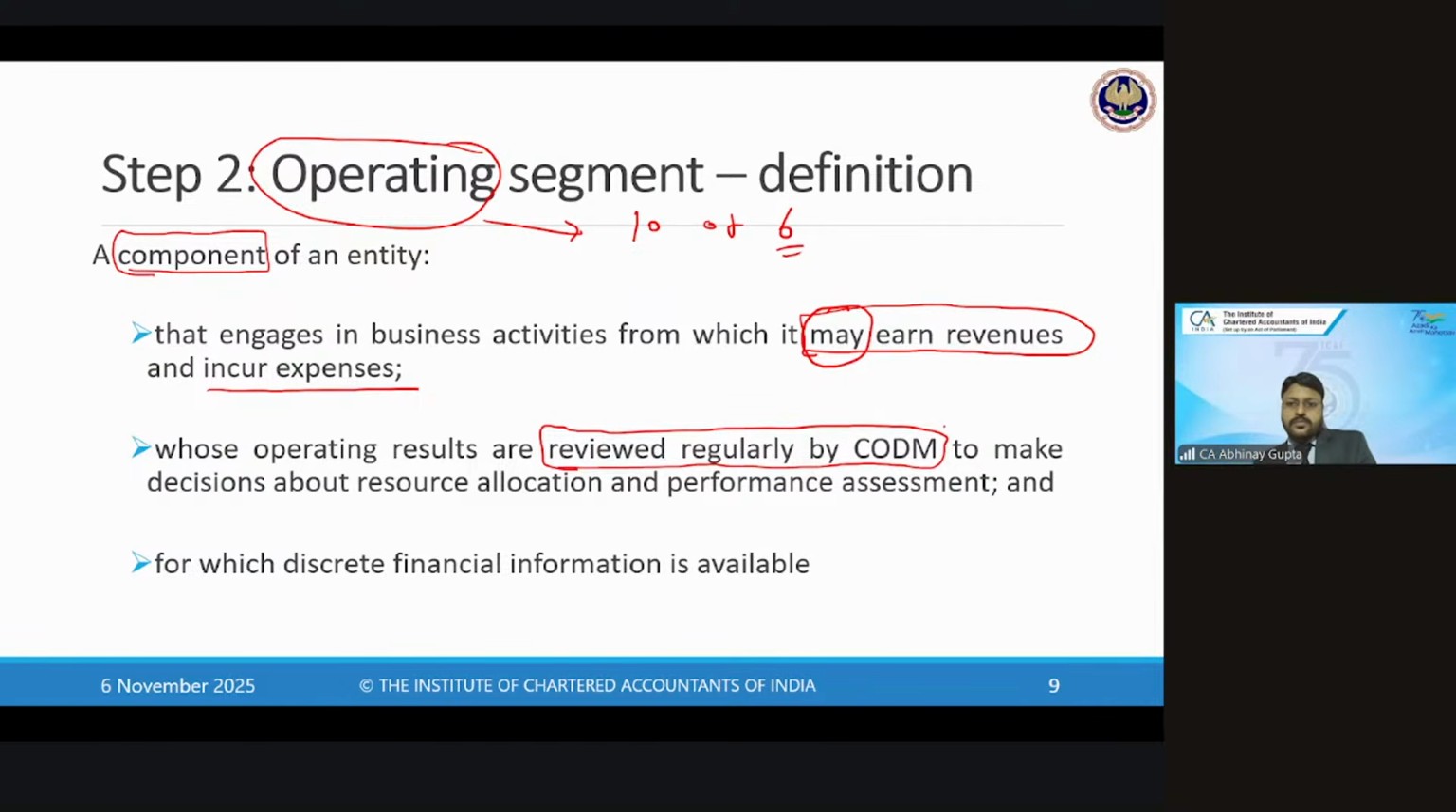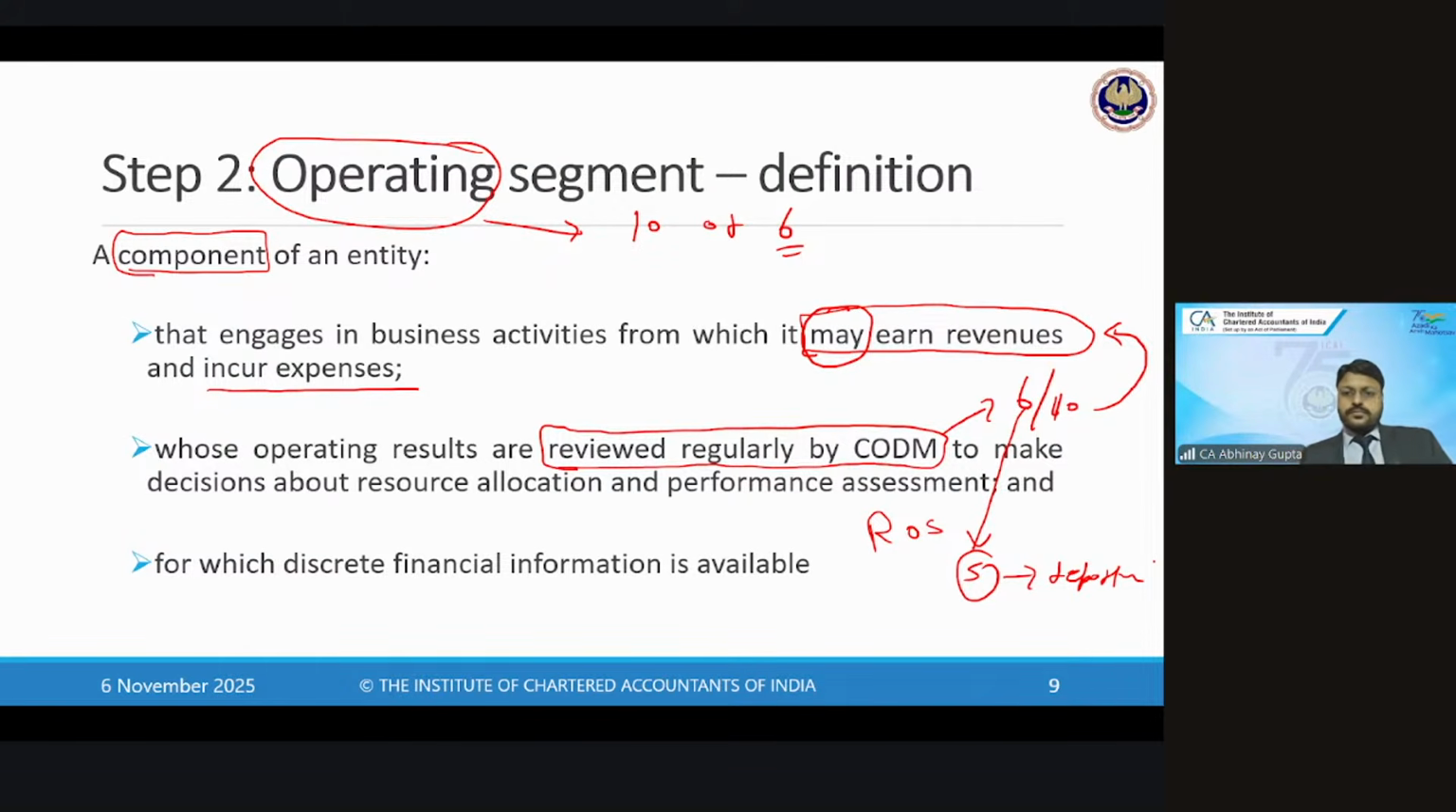Because the CODM is reviewing only 6 segments out of the 10, we will take the threshold criteria and apply it on those 6 only. So the 6 segments are the operating segments. Now we will apply the threshold criteria on these 6 to identify the reportable operating segments. Suppose 5 segments are meeting that criteria, then 5 will be reportable, correct? Yes, correct. So this is the flow.